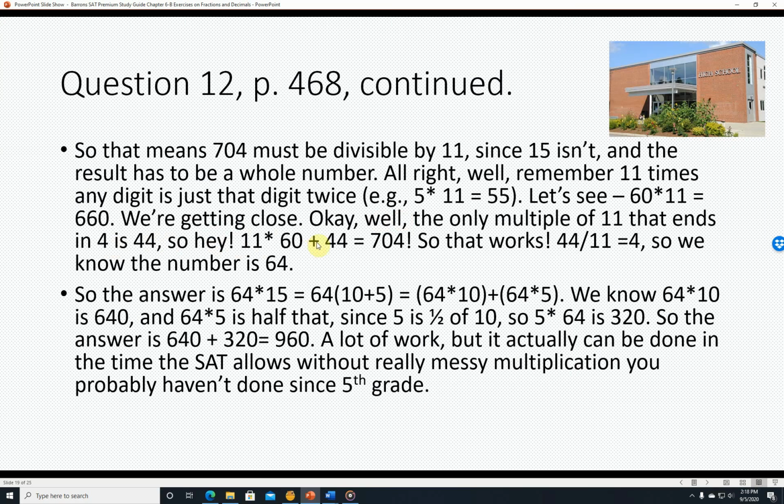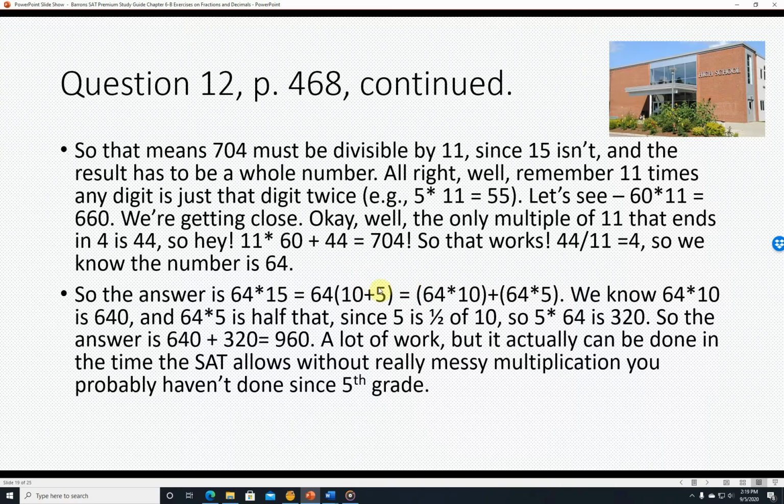11 times 60 plus 44 is 660 plus 44, and that's equal to 704. Didn't even have to use a calculator. So we know the number is 64, because 44/11 is equal to 4, so it's 60 plus 4. So the answer is 64 times 15, and then we can use the distributive property again. 64 times 15 is the same as 64 times 10 plus 5.